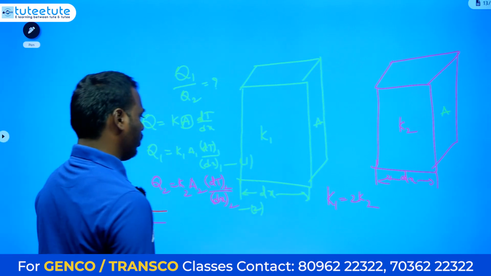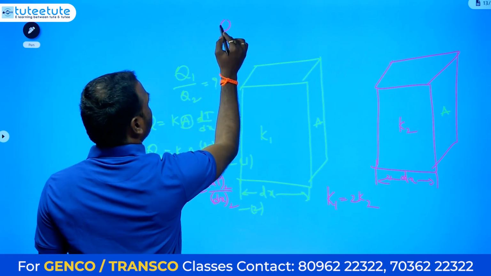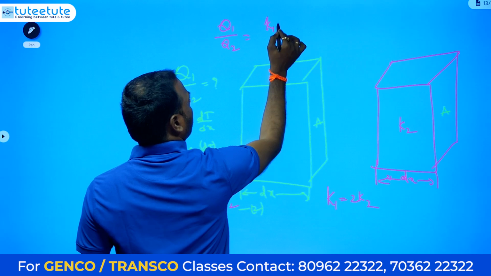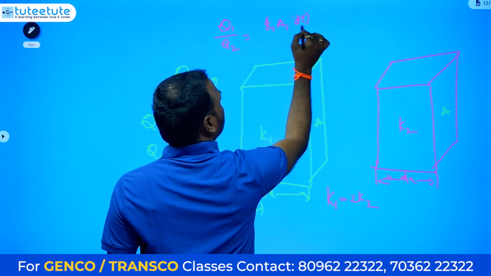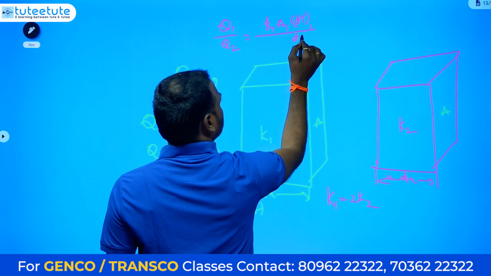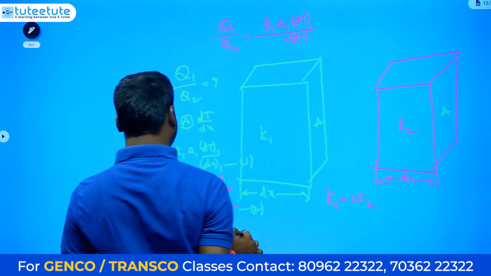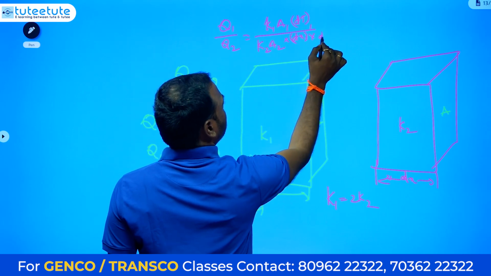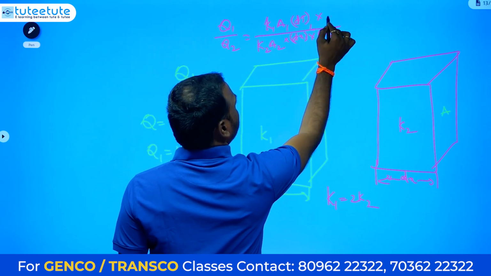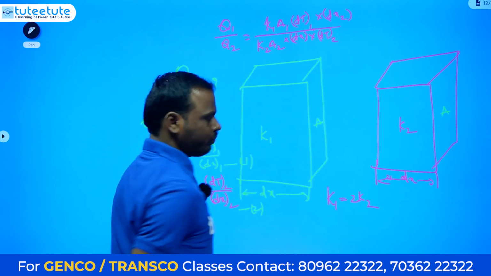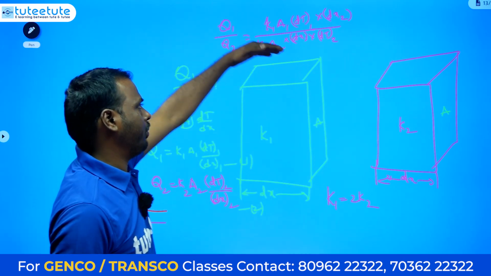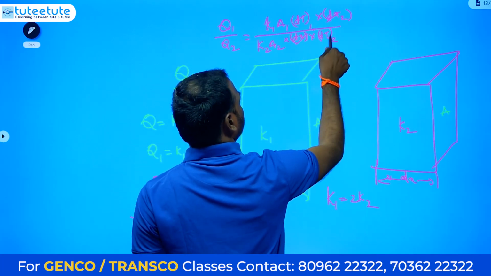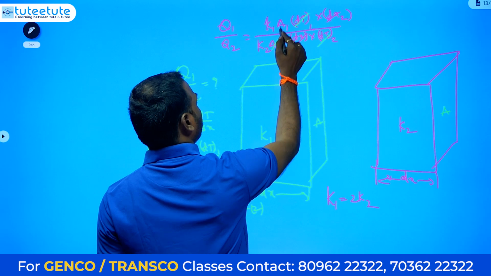What you are going to get here is Q1 by Q2 is equal to K1 A1 dT1 by dx1 into, here, K2 A2 dT2 by dx2. Instead of writing the denominator, I am just writing the numerator, because the denominator of the denominator is the numerator. So dx1 is equal to dx2, dT2 is equal to dT1, and A1 and A2 I am taking as the same.